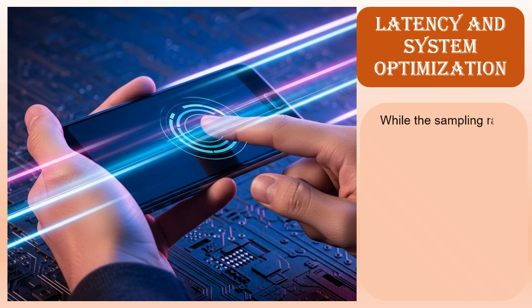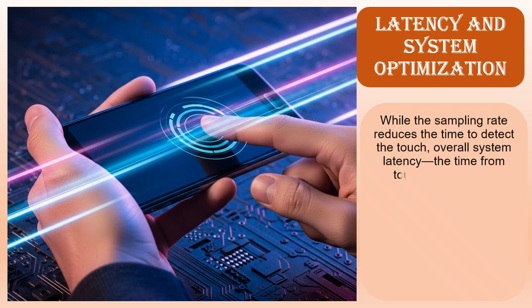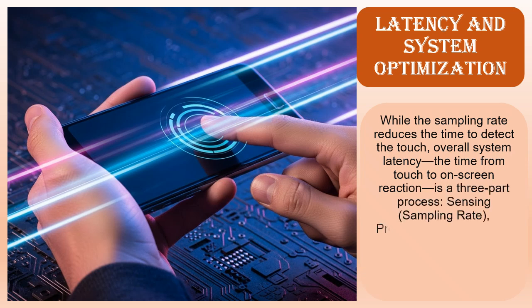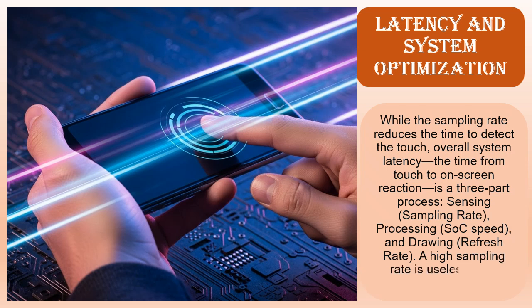Latency and system optimization. While the sampling rate reduces the time to detect the touch, overall system latency, the time from touch to on-screen reaction, is a three-part process: sensing, sampling rate; processing, SoC speed; and drawing, refresh rate. A high sampling rate is useless if the processor is too slow.